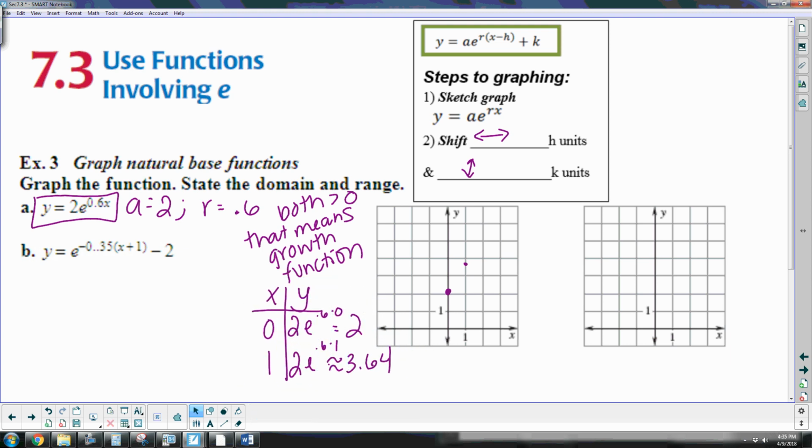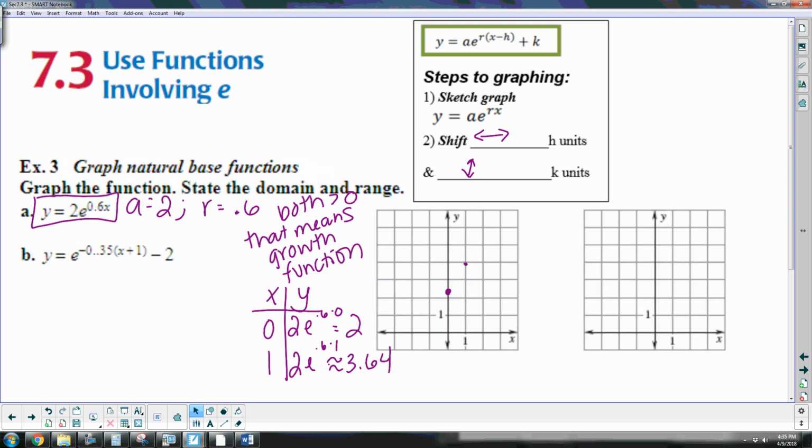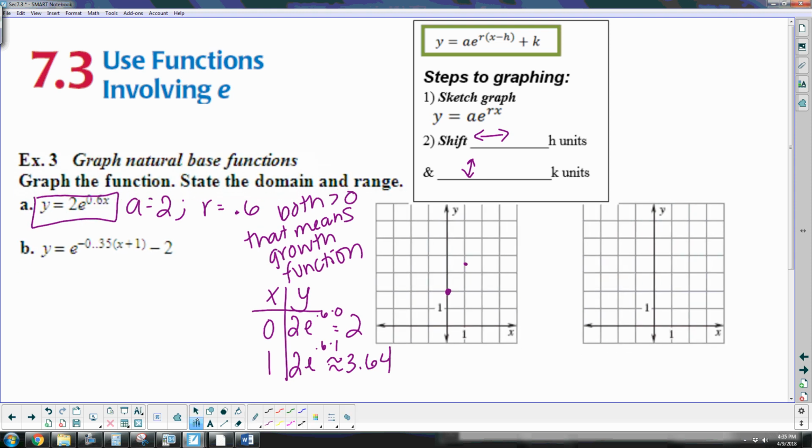So then we can actually sketch in this graph. And we can define our domain and our range. So here, our domain is all real numbers. And our range is y is greater than 0, because our asymptote here is the x-axis, so it's never going to touch the x-axis and it's never going to go beyond the x-axis.